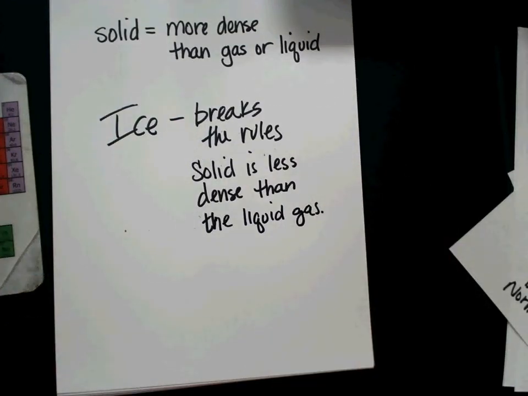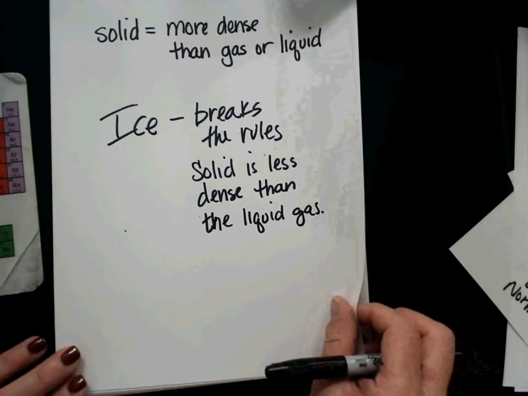Water vapor is still the least dense, but ice is actually less dense than liquid water. That's a rare occurrence, and later on we'll learn it's because of the way its molecules attach when they're in solid form. They actually spread out. But most of the time, solid is most dense. In this case, ice as a solid is actually less dense than a liquid.